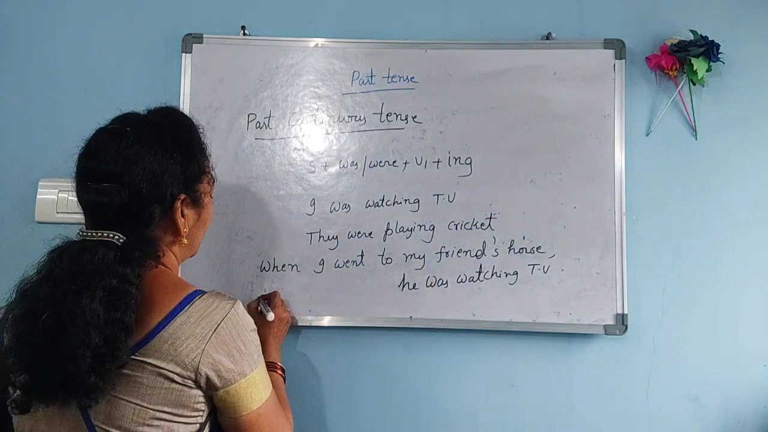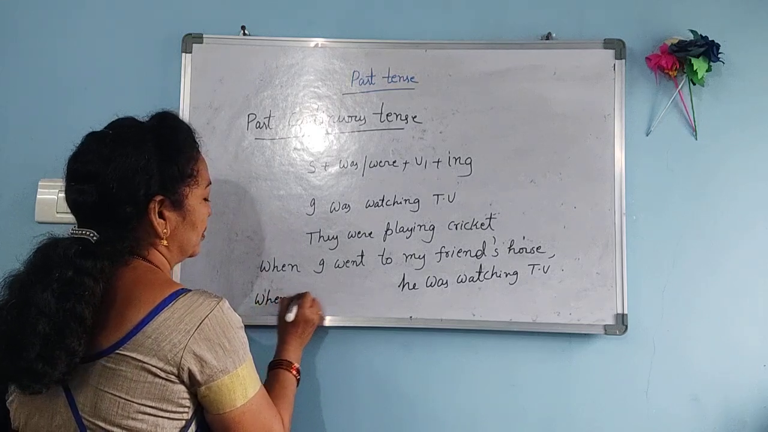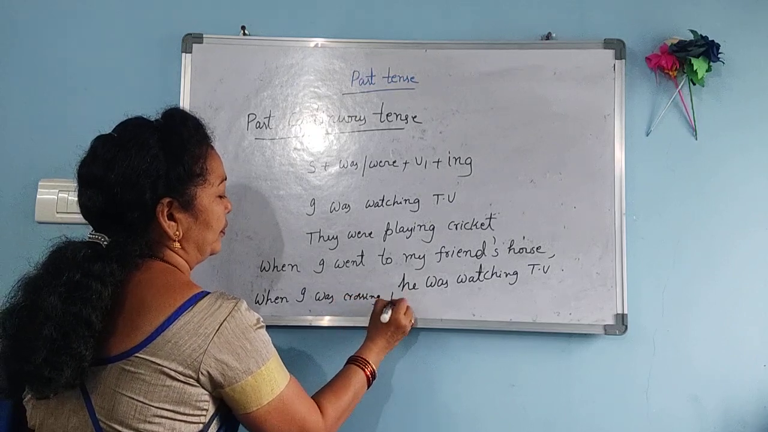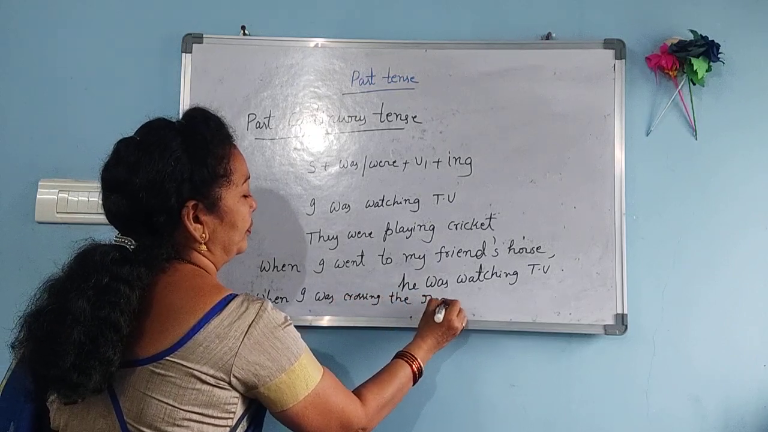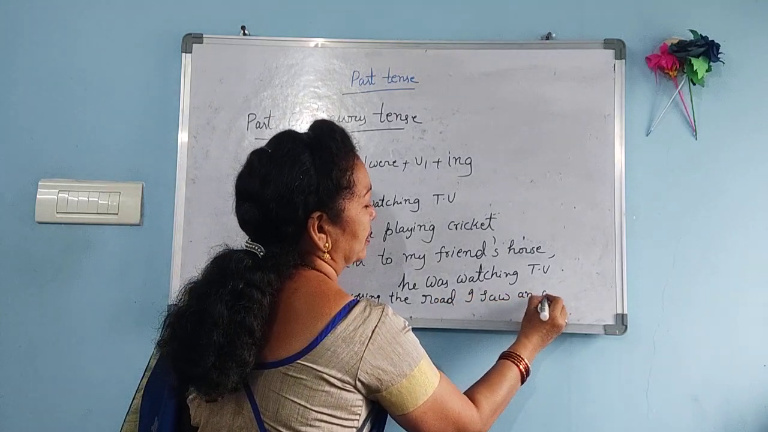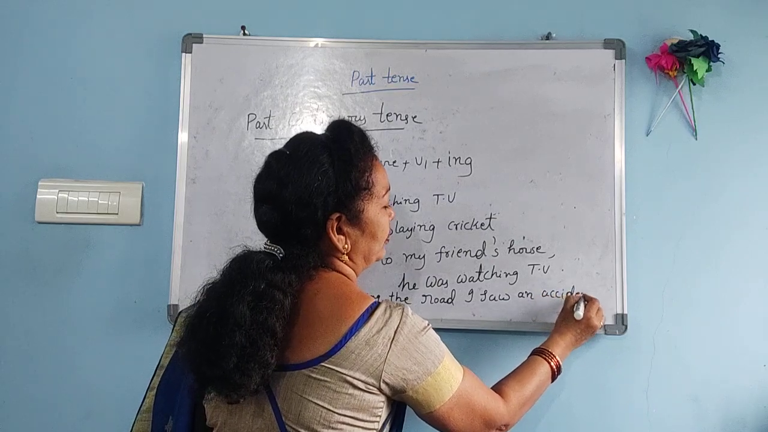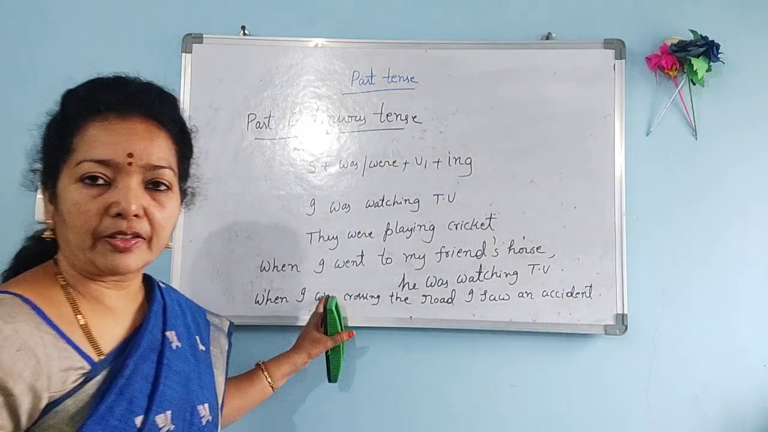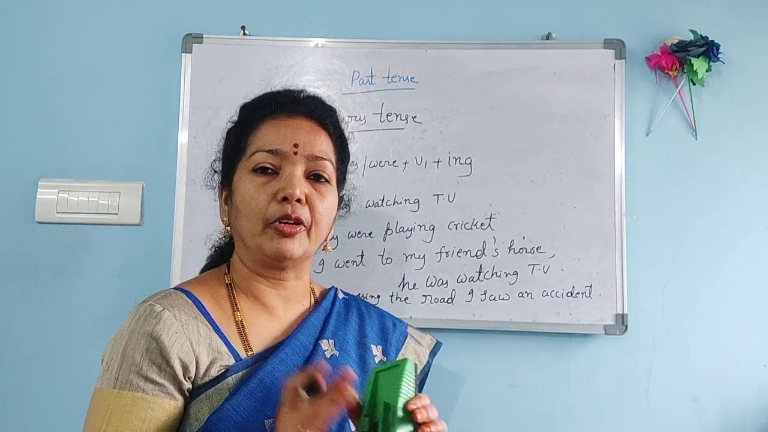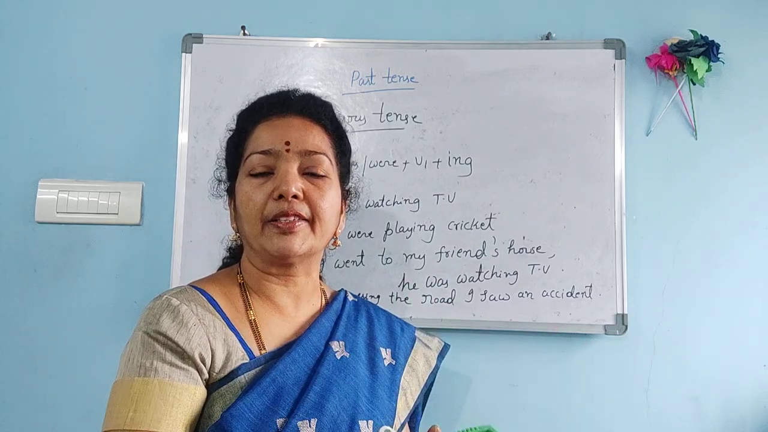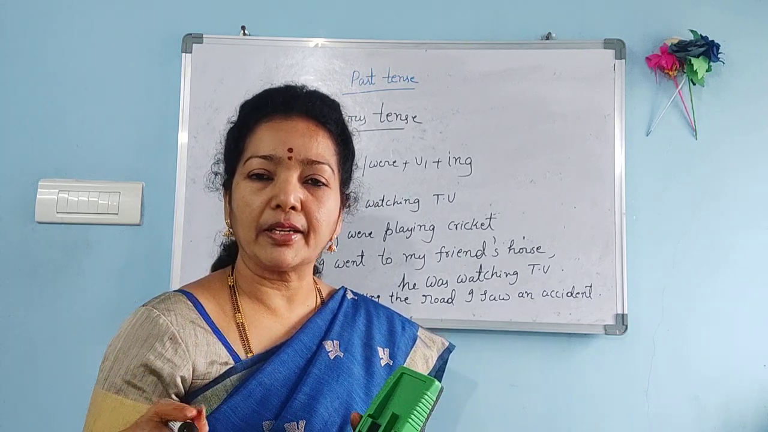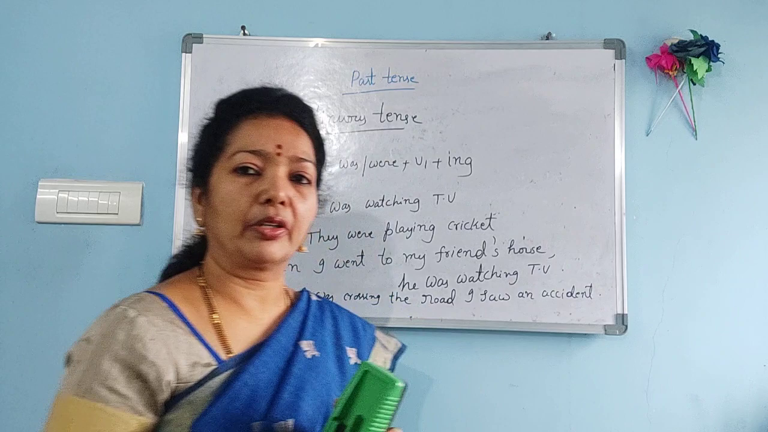Not only that, when I was crossing the road, I saw an accident. So both actions happened simultaneously. I was crossing the road, I saw an accident. So we have to tell one sentence in simple past and the other one in past continuous tense. Okay, children?